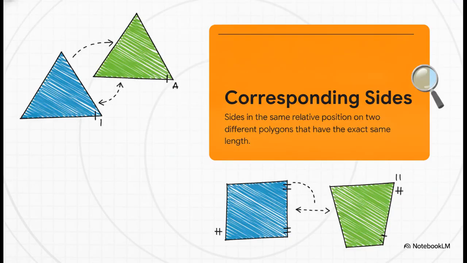Now, when we compare two congruent figures, we've got to look at their specific parts. First up, we have corresponding sides. These are the sides in the same relative position on two different polygons that have the exact same length. If you imagine, say, picking up one shape and laying it directly on top of the other, the corresponding sides are those boundary lines that match up perfectly, edge to edge with literally zero overhang.